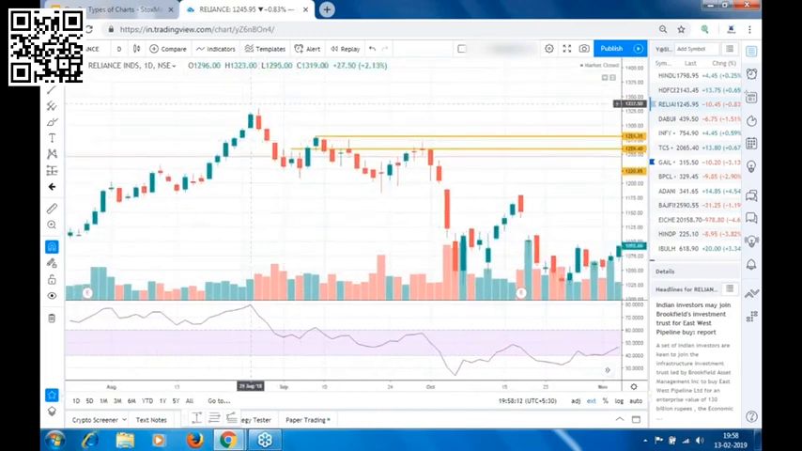This again is your bearish engulfing pattern. It has engulfed your previous candle completely. There is a price rejection from the top, and then you can see the fall in the prices.